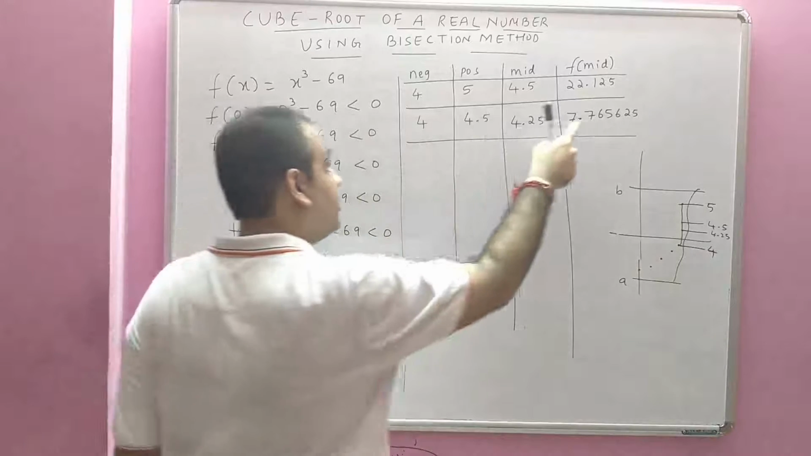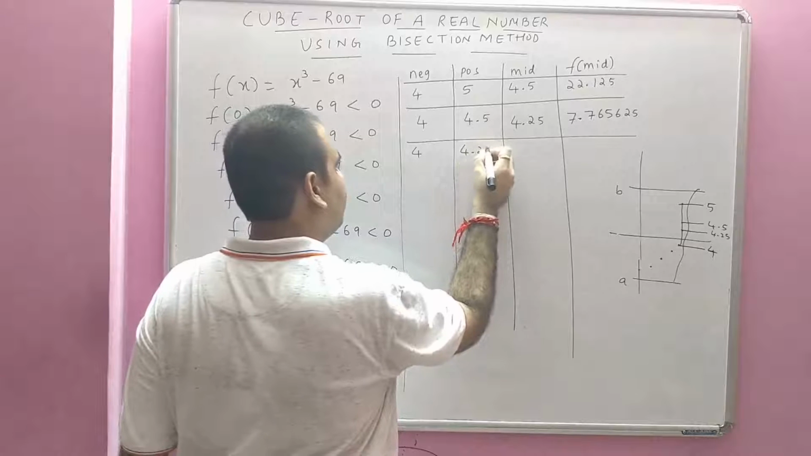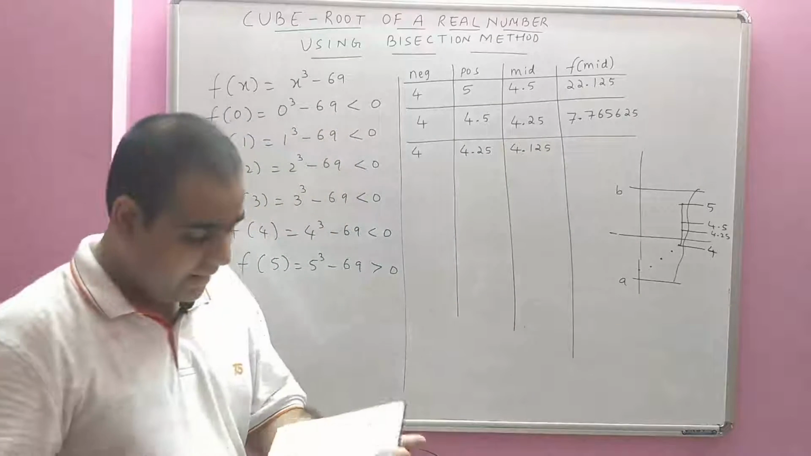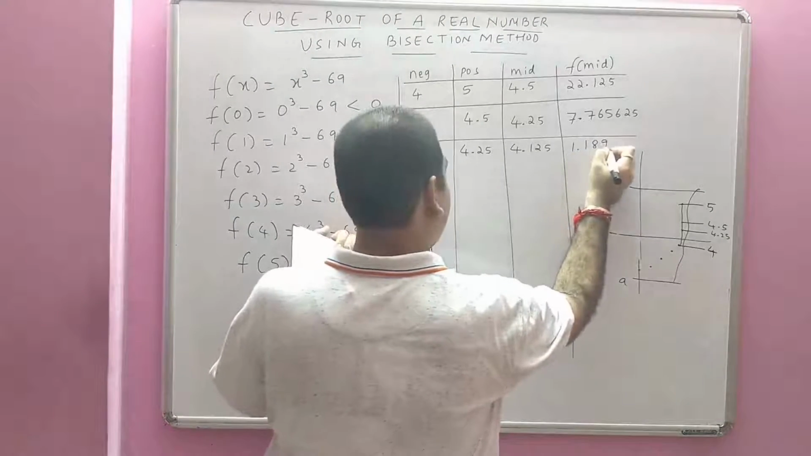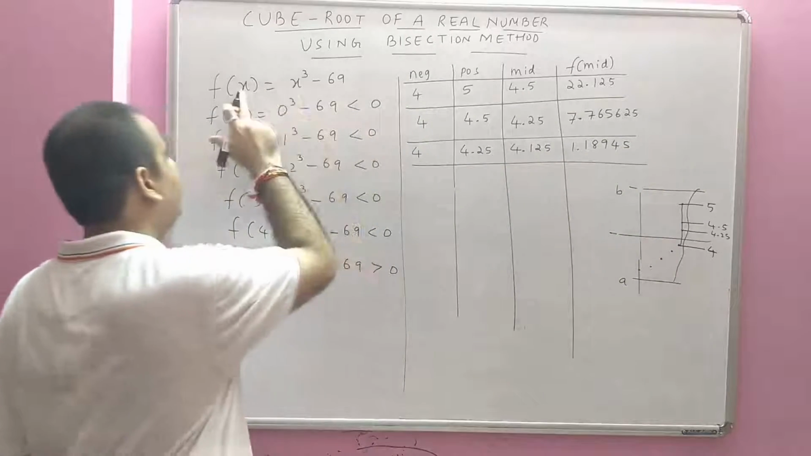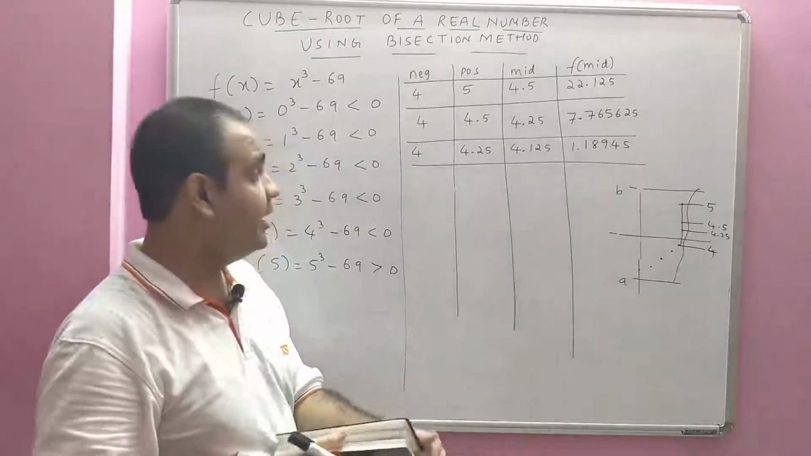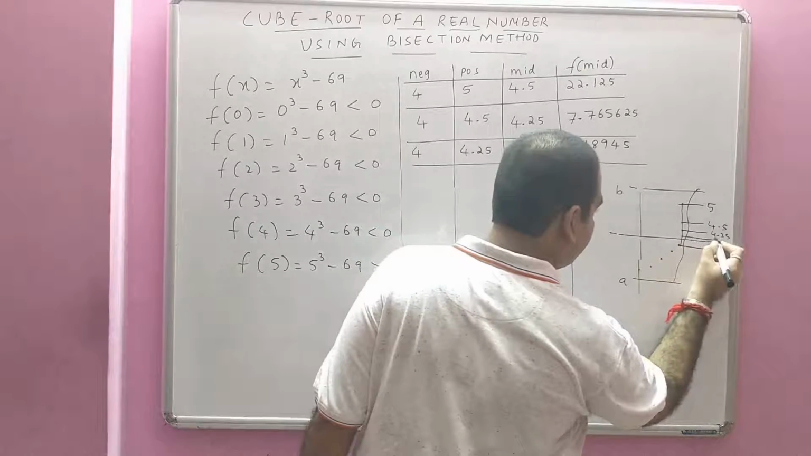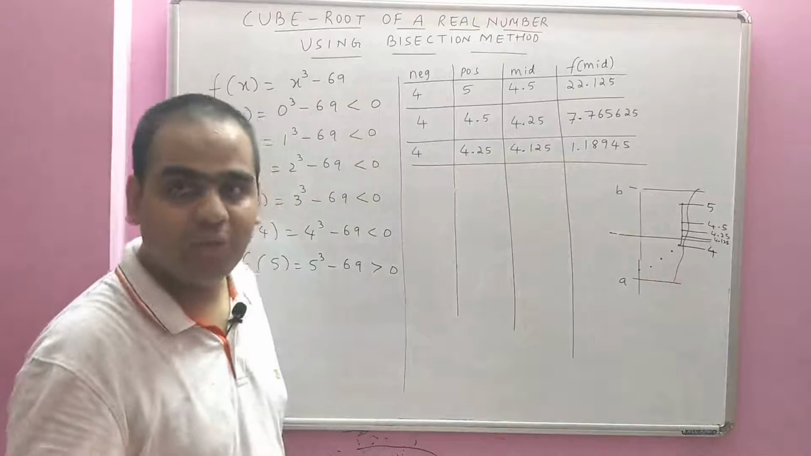Now since you got this as positive, the positive value should be replaced. Now this is 4, this is 4.25. The midpoint is 4.125. And if you solve 4.125, you get 1.18945. You just have to put 4.125 in this equation and solve. Now this 4.125 is also positive. Therefore the root is between 4 and 4.125.